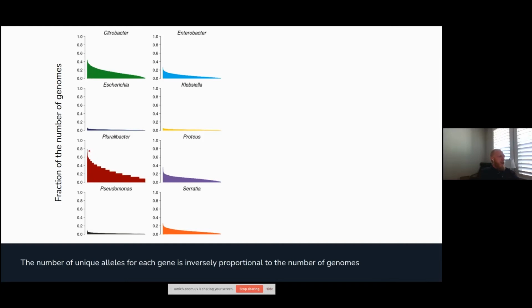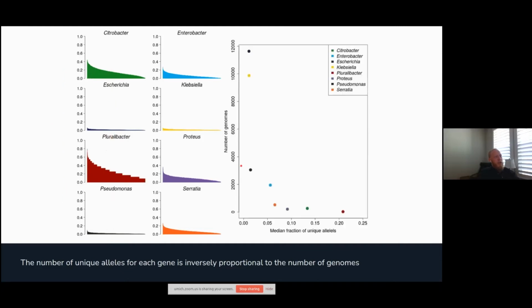At the high end, Pluralibacter had a single gene which had 80% unique alleles, but when you take the median value, so the middle of each of these curves, and then plot it against the number of genomes, you can observe this really stark inverse relationship where E. coli and Klebsiella each only have about 1% of the alleles being unique relative to the number of genomes. So you're really saving yourself a lot of effort by not aligning all of those redundant sequences. And it just shows that because bacteria are related clonally, adding an additional genome really doesn't increase the amount of sequence space to a high degree at all.